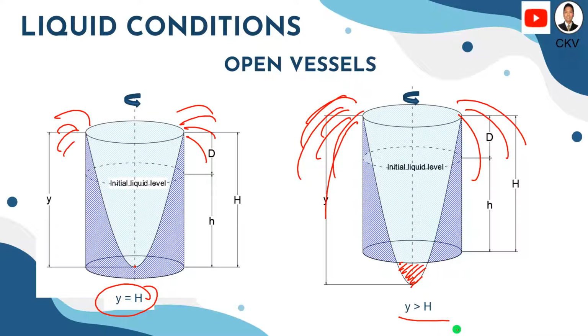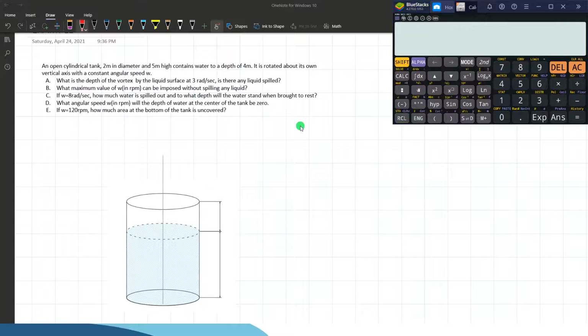So in our sample problems, we will solve how we will compute the volume of water that will be spilled and other scenarios with regards to the rotating vessels. So let's try solving some problems. So here's an example. We have an open cylindrical tank, 2 meters in diameter. So this is 2 meters.